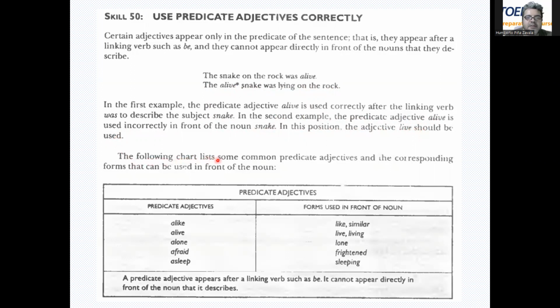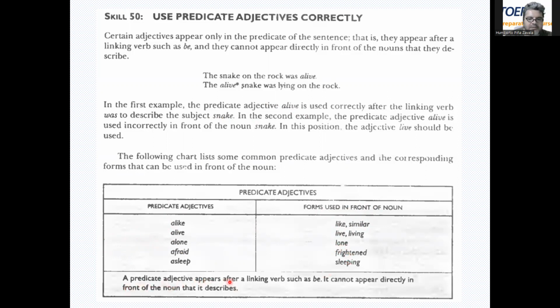Here is a chart that lists some common predicate adjectives and the corresponding form that can be used in front of the noun. So we have predicate adjectives: alike, alive, alone, afraid, asleep. They are going to be after linking verbs, like you look alive, you seem alive, you sound alive. These forms are used for a noun: like, in a like manner, in a similar manner. The live show, the lone person, the frightened individual, the sleeping person.